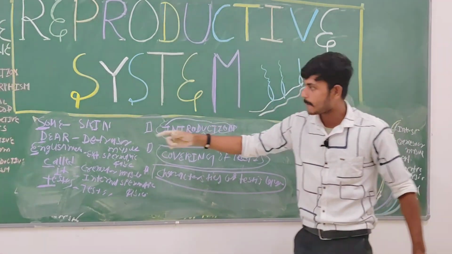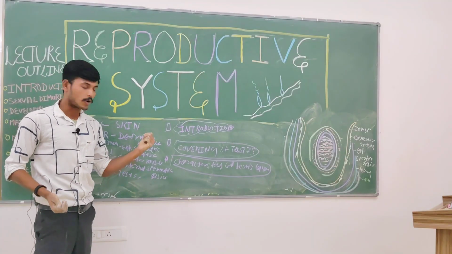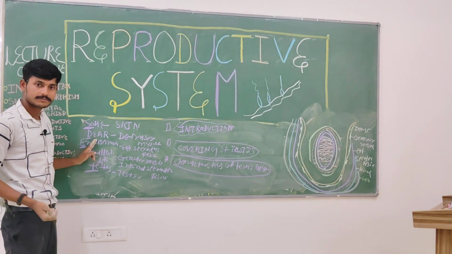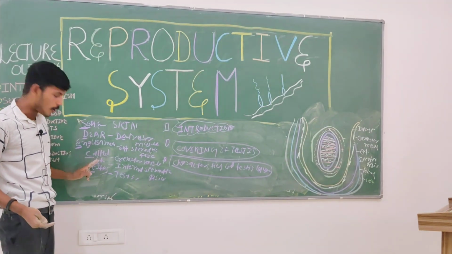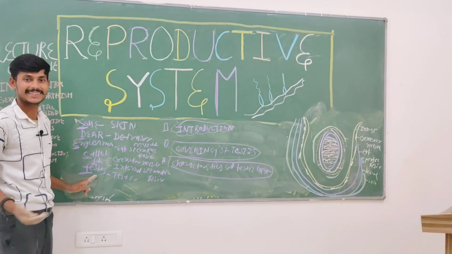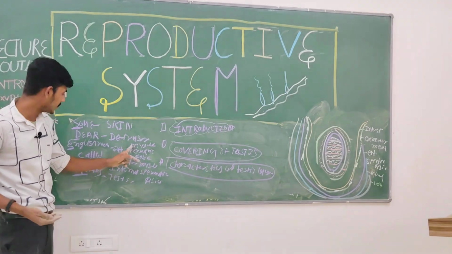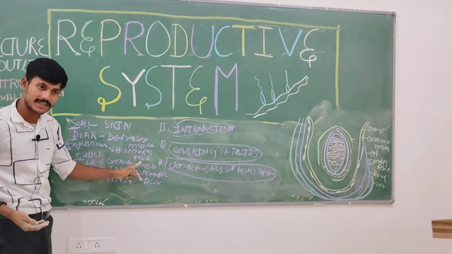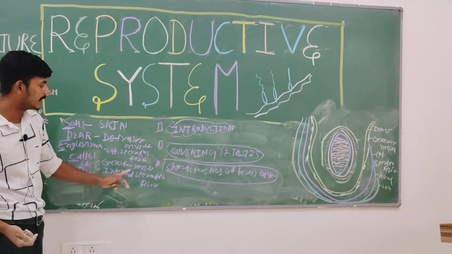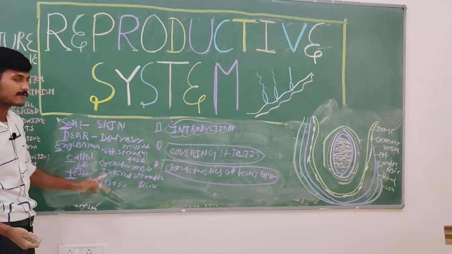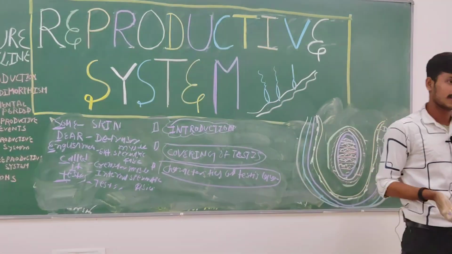Once again, revise the mnemonic for understanding the covering of the scrotum: Some Deer Englishman Called It Testis. Is it simple? S stands for skin, D stands for detrusor muscle, E stands for external spermatic fascia, C stands for cremaster muscle, I stands for internal spermatic fascia, T stands for testis. Quickly understood? Okay. Shall we move ahead?